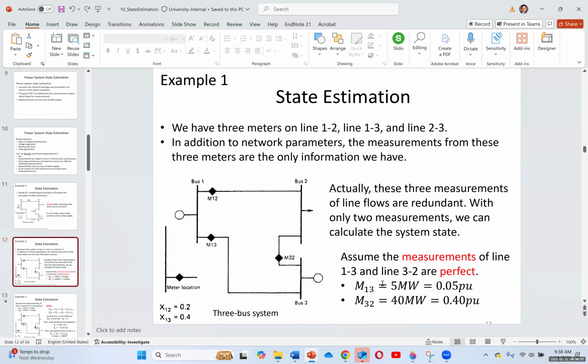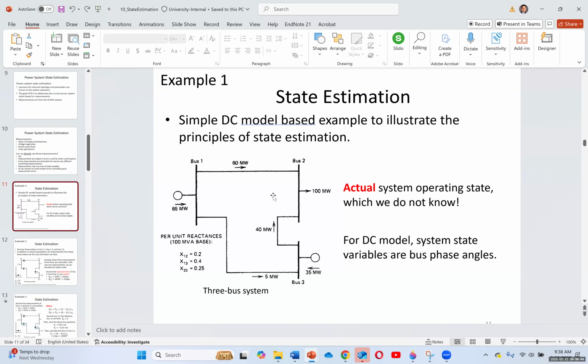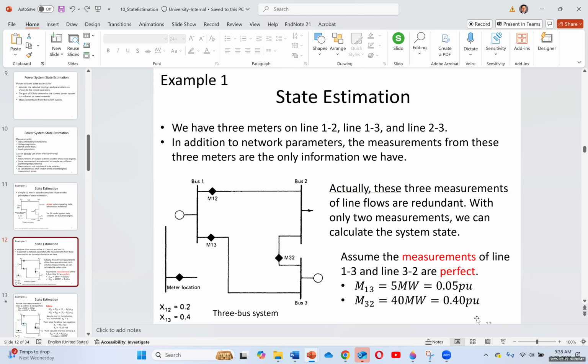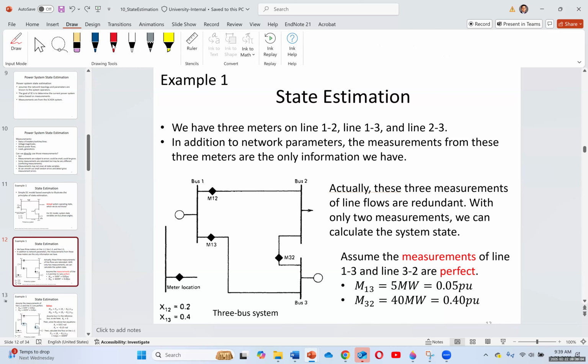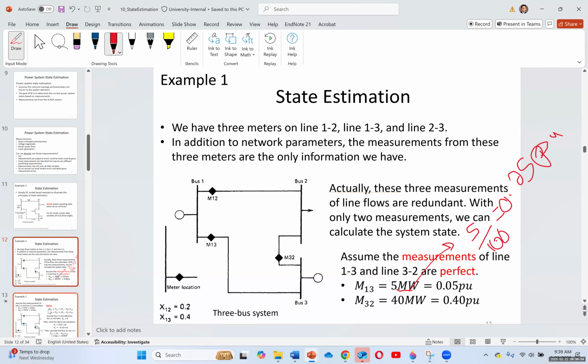But to be able to calculate that, we have to convert it to per unit. So if we assume that per unit is based on 100 megawatts, we're going to have 5 divided by 100 gives us 0.05 per unit for M13. And the same, if we have 40 megawatts here, divided by 100 gives us 0.4 per unit. So again, we divided by 100, so 5 divided by 100 gives 0.05 per unit. And the same for the 40 megawatts.